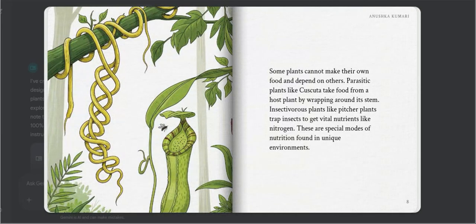Parasitic plants like cuscuta take food from a host plant by wrapping around its stem. Insectivorous plants like pitcher plants trap insects to get vital nutrients like nitrogen. These are special modes of nutrition found in unique environments.